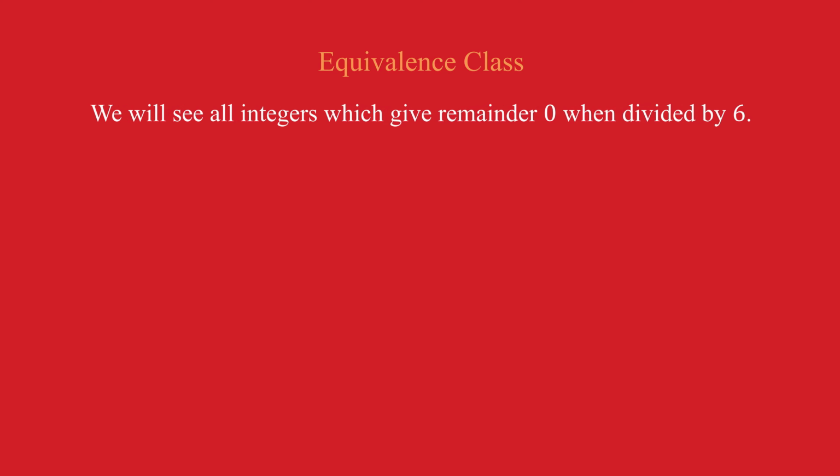Let's proceed without any further delay. First we need to learn equivalence classes in Zn. Let us divide all the integers by 6 and collect all those numbers which give us remainder 0.